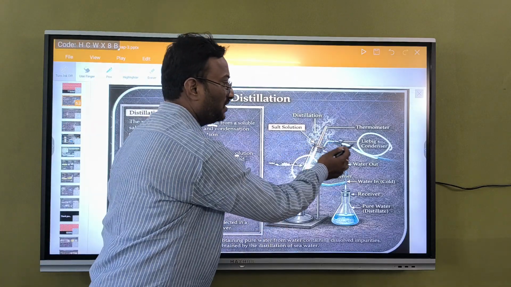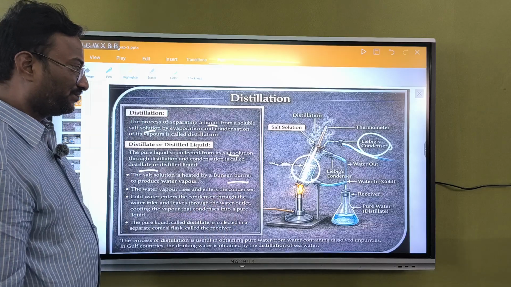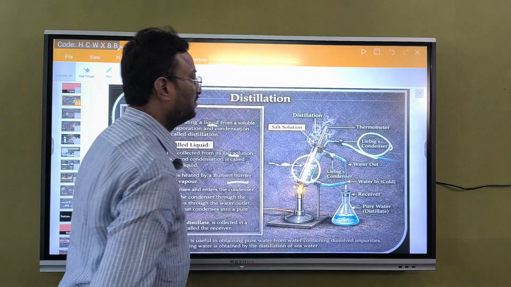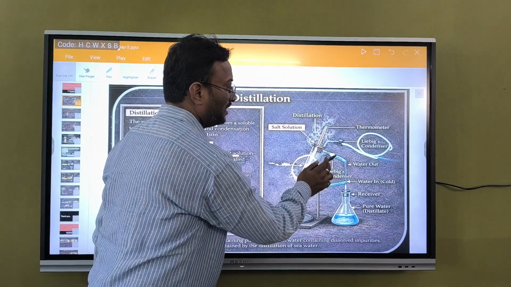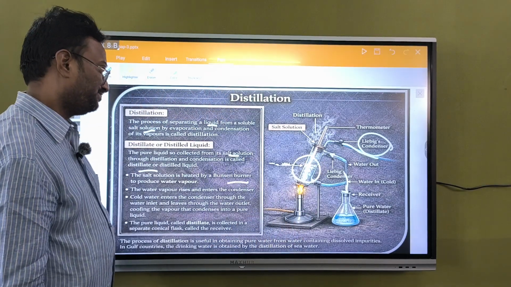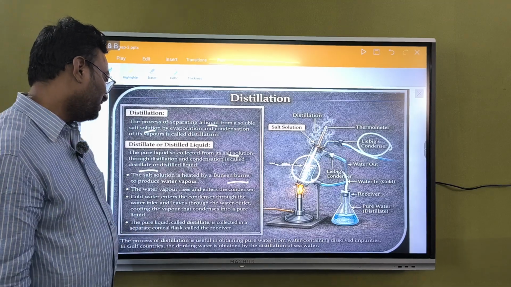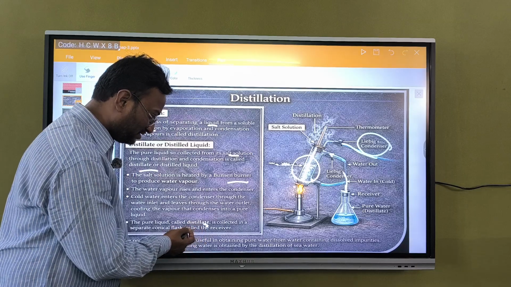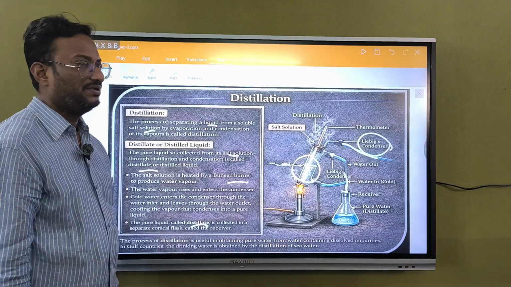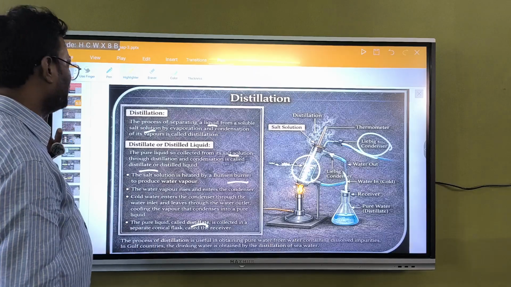There will be the inlet and there will be the outlet on the other side. This is the water outlet and this is the inlet. From here the water enters and cools things down. So the pure liquid is called distillate. The liquid which has been separated from salt, we call distillate. This process we call completely distillation.